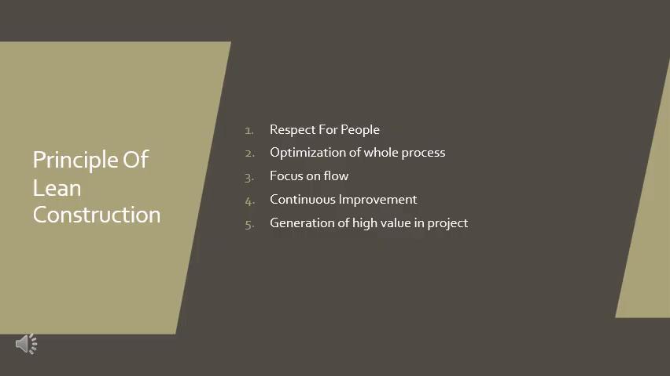The next principle on which lean depends a lot is the optimization of the whole process. It means considering the whole project as a whole, because breaking a project into many parts is important, but to combine them and view them, aligning the goals of all teams, including the architects, engineers, contractors, and suppliers, is also important. It focuses on a holistic approach, which is equally important.